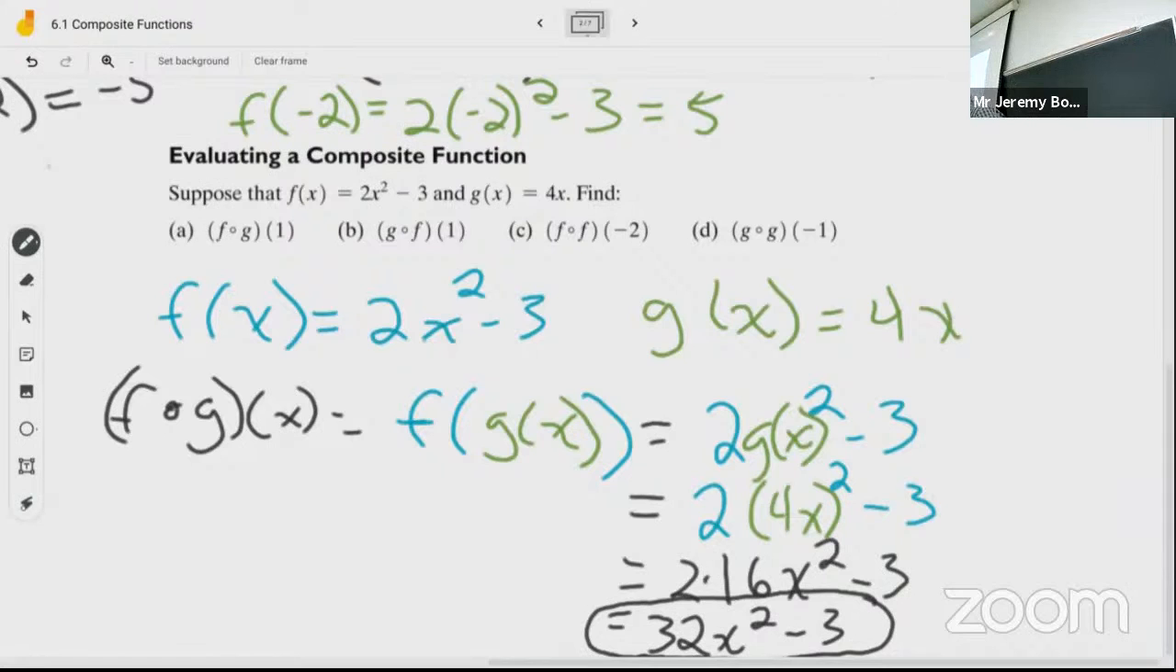What did we find earlier? F of g of 1. I plug in a 1 right there. We get 32 times 1 squared minus 3, which would be 32 minus 3, which is 29. It's the same answer we got earlier.